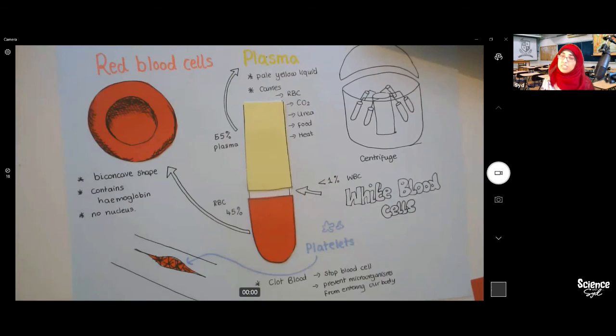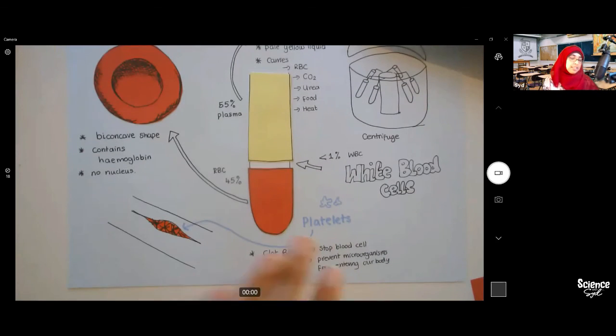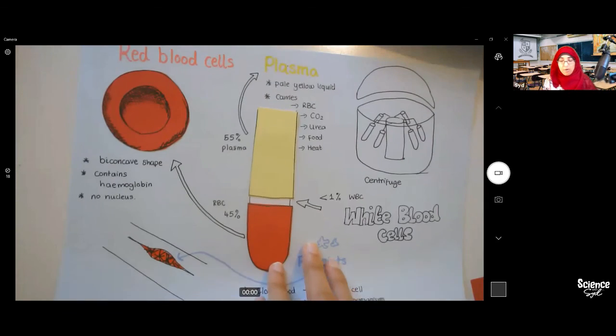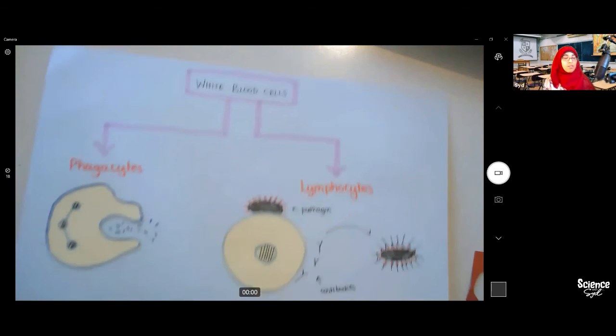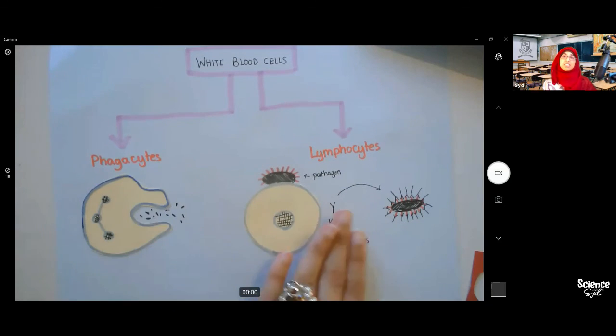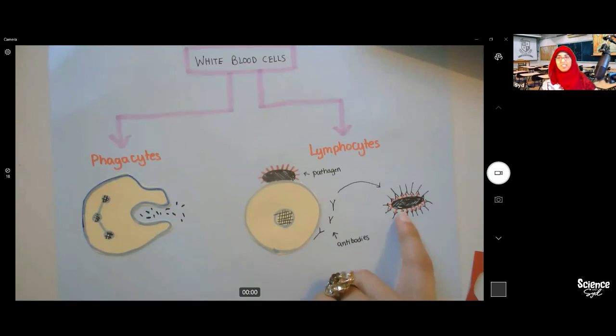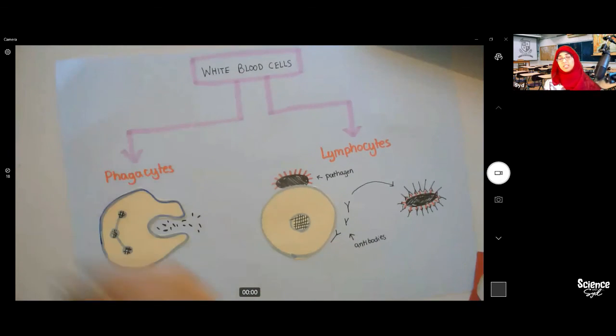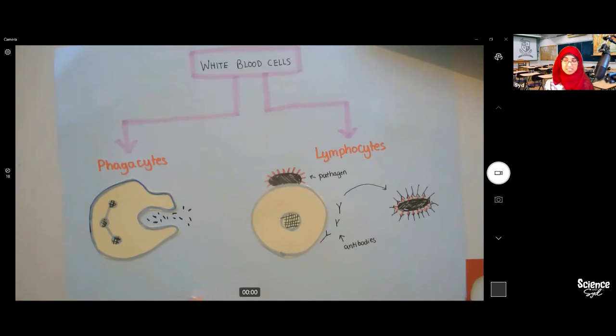So they can save up to 3 or 4 different people when you give blood. And this is why giving blood is so important. Platelets help clot blood, plasma helps you carry stuff, and white blood cells protect and shield your body. Right, so they're very important. And we talked about 2 different types, phagocytes and lymphocytes, and they're super, super important. This looks like a wood lice, doesn't it? Lymphocytes produce antibodies. Phagocytes just ingest. They just eat up any microorganism that they see.